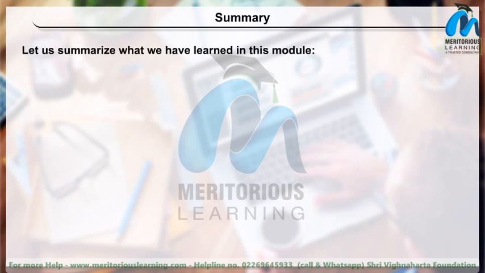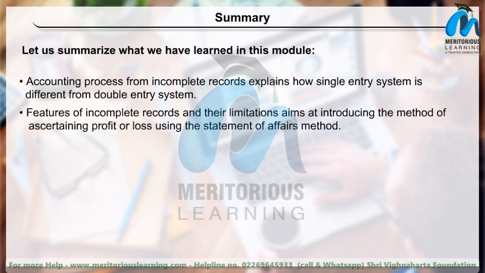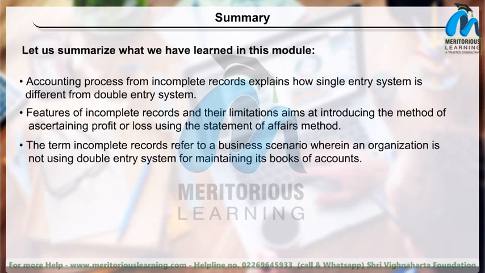Summary. Let us summarize what we have learned in this module. Accounting process from incomplete records explains how single entry system is different from double entry system. Features of incomplete records and their limitations aims at introducing the method of ascertaining profit or loss using the statement of affairs method. The term incomplete records refers to a business scenario wherein an organization is not using double entry system for maintaining its books of accounts.